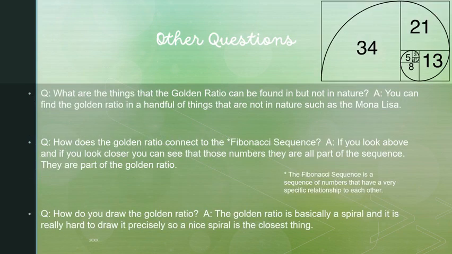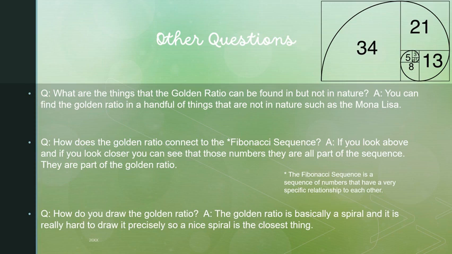Other questions. What are the things that the golden ratio can be found in, but not in nature? You can find the golden ratio in a big category of things that are not in nature, such as the Mona Lisa.